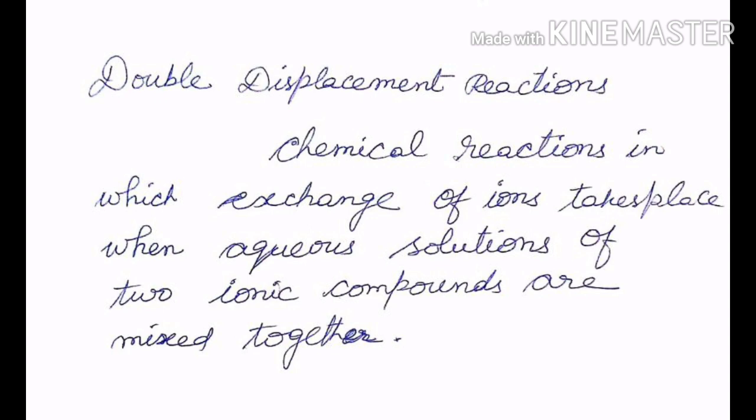Double displacement reactions. Chemical reactions in which exchange of ions takes place when the aqueous solutions of two ionic compounds are mixed together are called double displacement reactions. For example, barium chloride reacts with sodium sulfate to form precipitate of barium sulfate. The activity 1.10 explains this double displacement reaction.